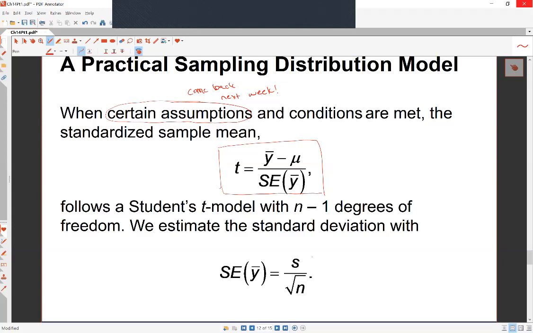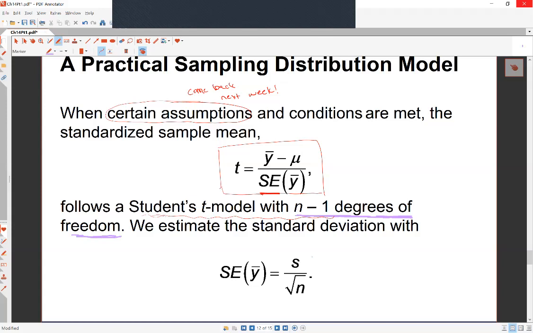This should be reminiscent of a z-statistic, but the formula is slightly different because it relies on standard error, not on standard deviation. Well, what Gossett found is if he calculated this t-statistic, then that quantity was related to the student's t-model with what I'm going to call n-1 degrees of freedom. So we'll really dig in next time and talk about what the degrees of freedom mean.